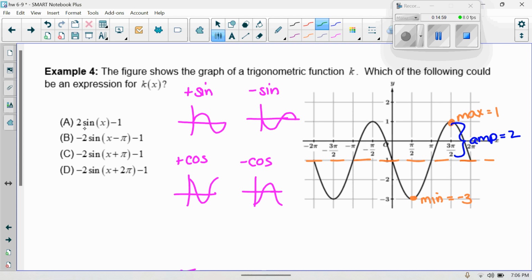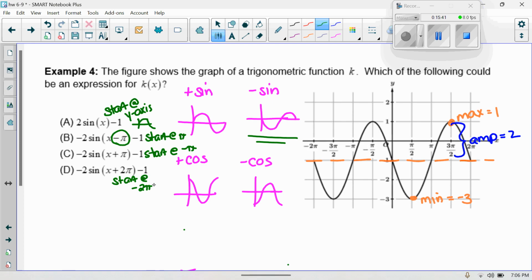If there's no phase shift and it's positive, that means I need to start at the origin, start at the y-axis and go up. Here, I like to use this as my starting point because that means that I would be moving. Remember, inside is always opposite. So I'd be going right pi. So I would start at pi and it would be a negative sine. This one would start at negative pi and be this negative one here. This one would start at negative 2 pi and be that one here.